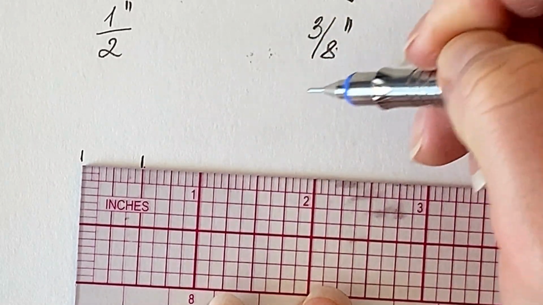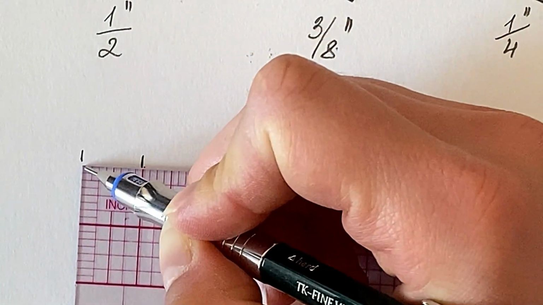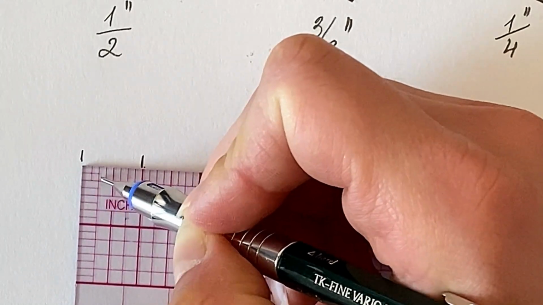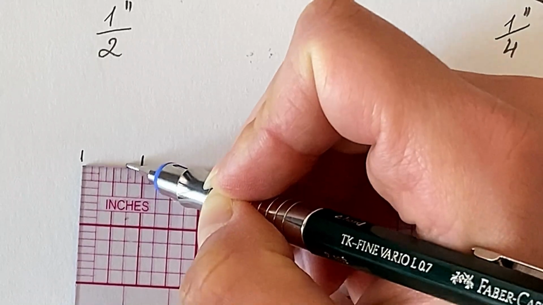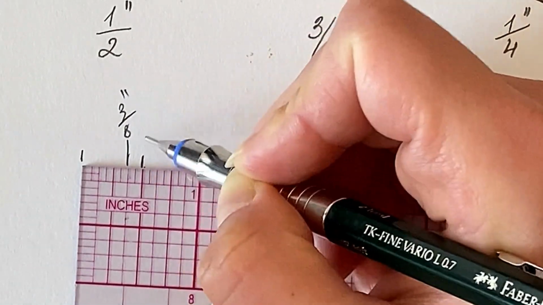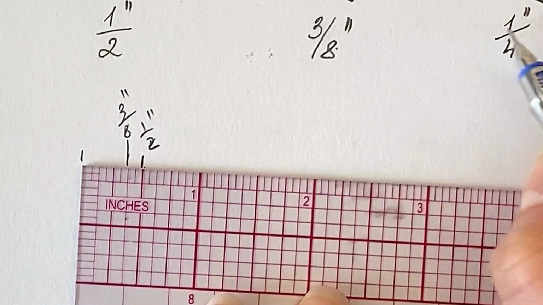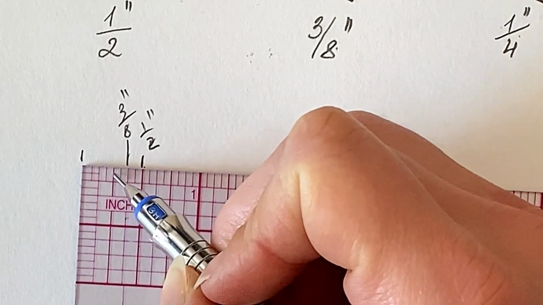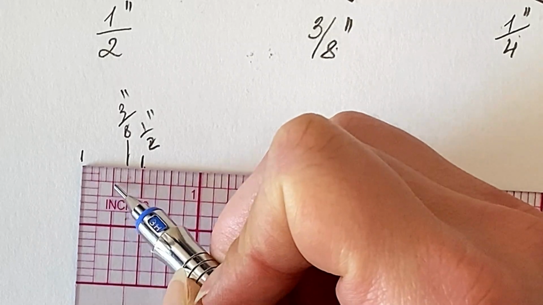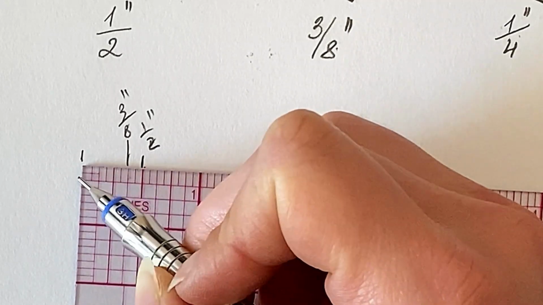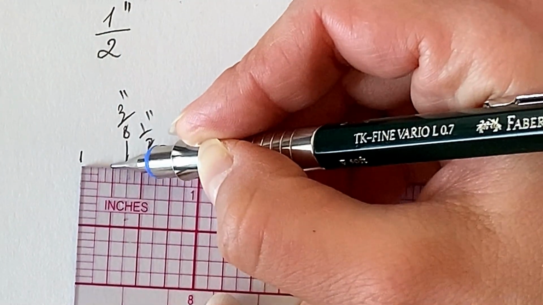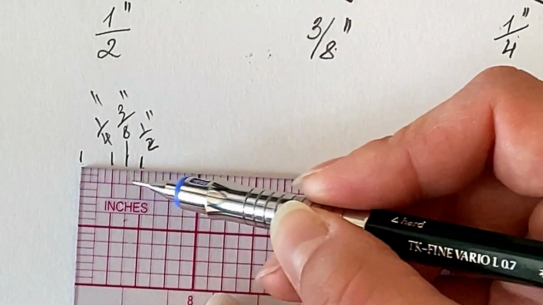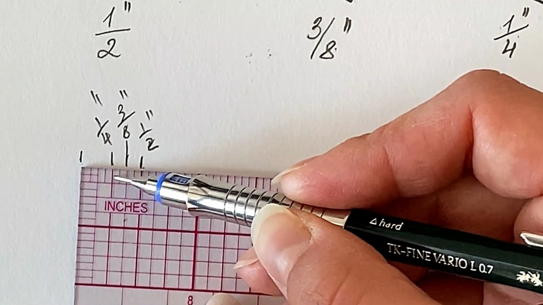Now I need to find 3/8. If you see the square, 1 square is 1/8, but we need 3 of them. So I count 1, 2, 3. Here is 3/8. This is 1/2. 1/4 is in between from here to 1/2. You can see this line. This is 1/4. Or in other words, 1/4 is 2 squares. So we will be using these 3 measurements: 1/2 inch, 3/8, and 1/4.